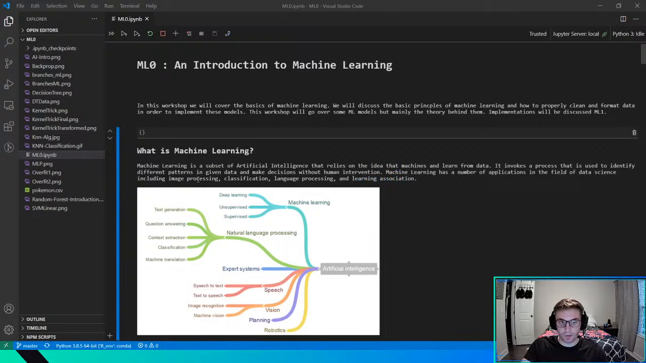So, for example, image processing could be something like I have pictures of cats and dogs, and that could be something like figuring out whether it's a cat or dog. So that would be under image processing and classification. Language processing would be something like, hey, if I take a tweet, what's the sentiment behind it? Are they happy? Are they sad? That'd be something like language processing. And learning association is basically learning how things are related to each other. So what's the association between the two?